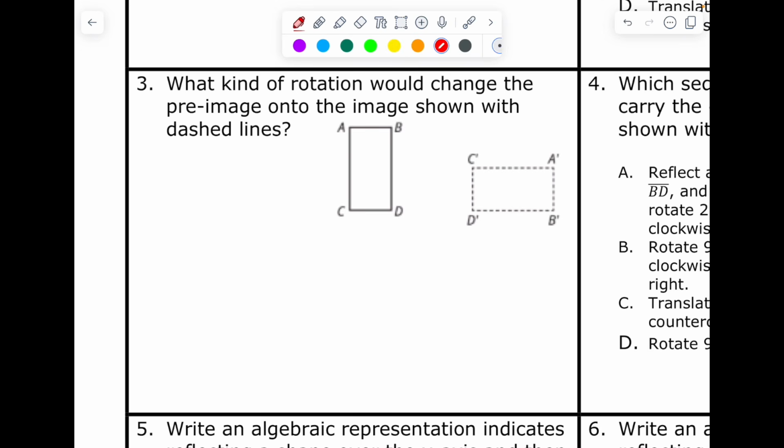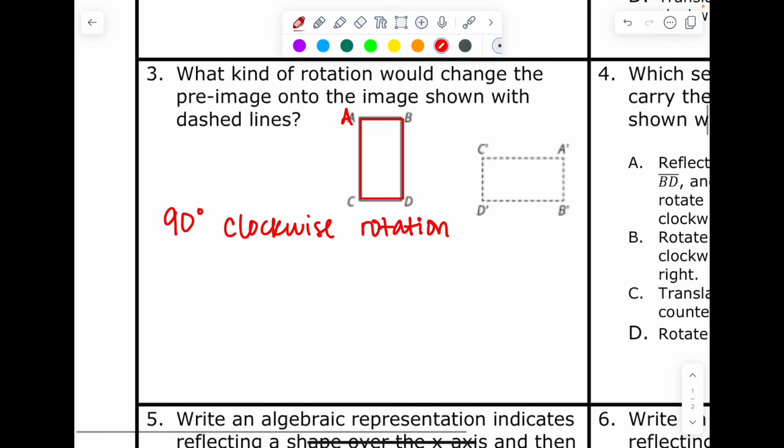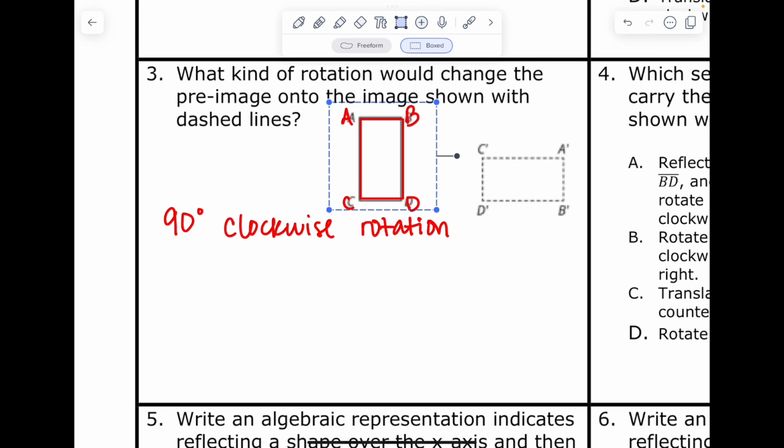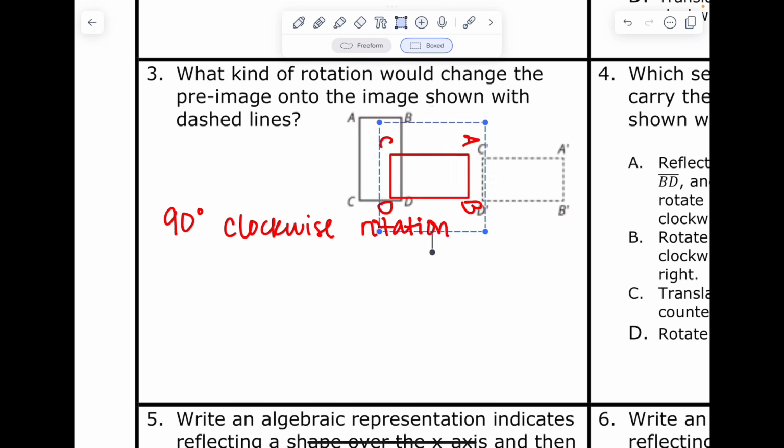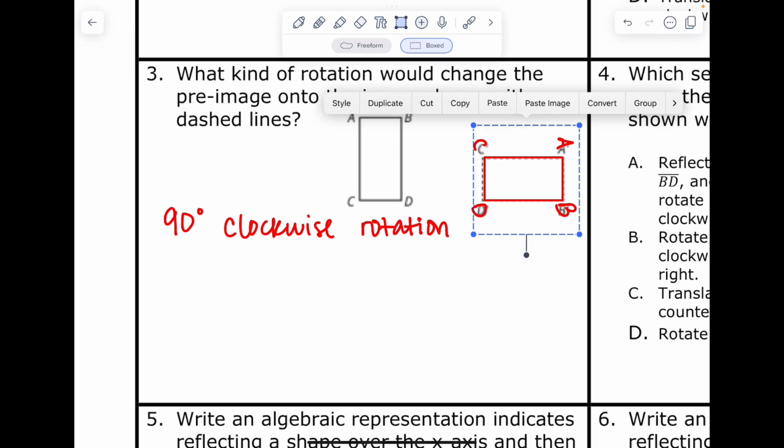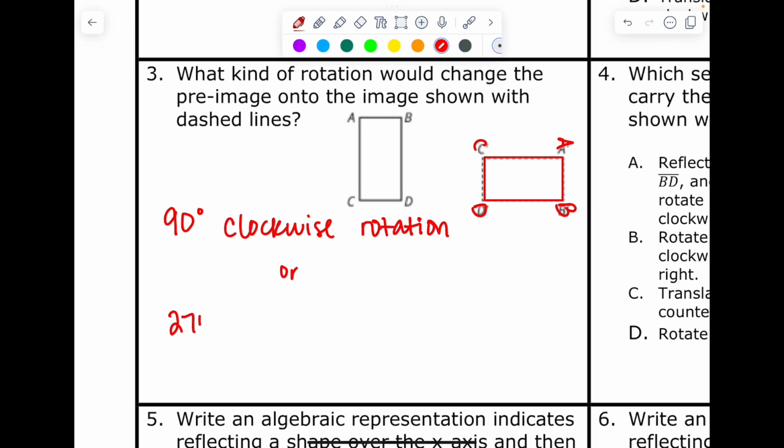So a 90-degree clockwise rotation. Something else that could work, and I'm sorry, hold on, let me do all of that again. So 90 clockwise would be the same as going counterclockwise 90, 180, 270. And as you can see, the letters still match up. So we could do that or a 270 counterclockwise rotation.